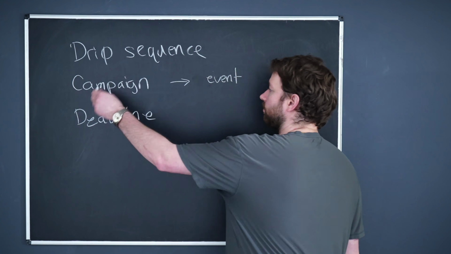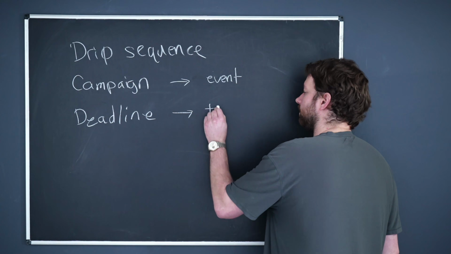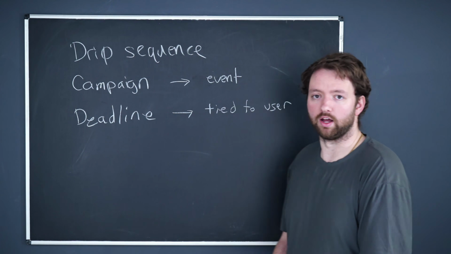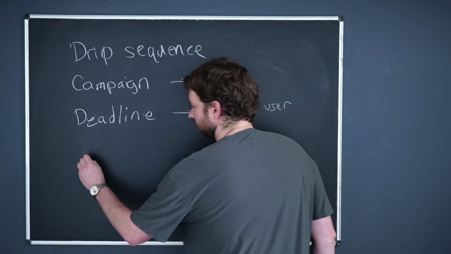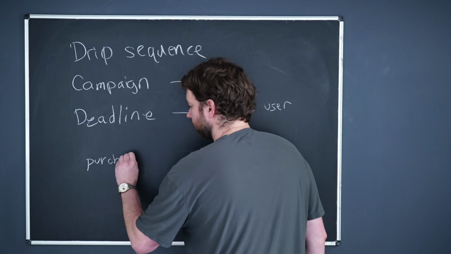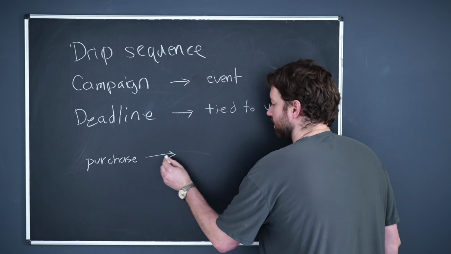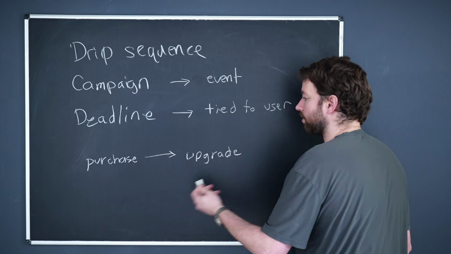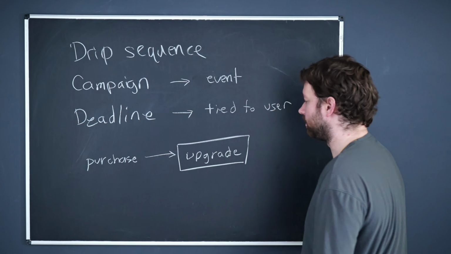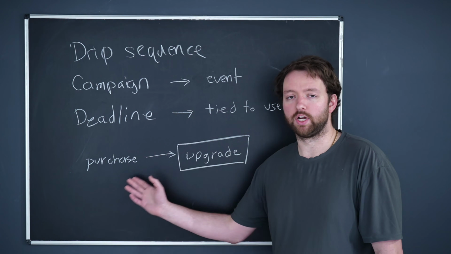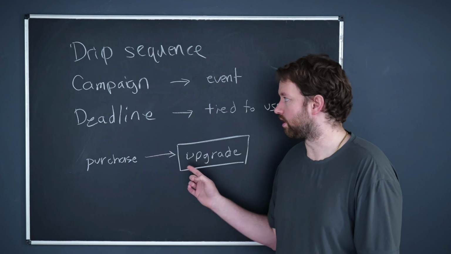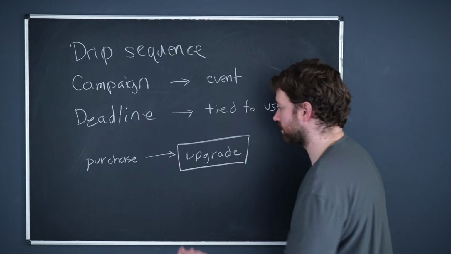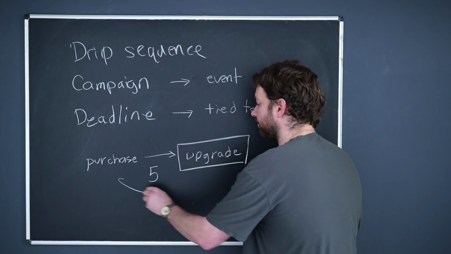Very similar in nature to a campaign, but the difference here is it's tied to the user. It's a relative deadline to some event. So an example is, let's say you make a purchase and we give them a limited opportunity to upgrade to a more comprehensive program. This upgrade is tied to a time. So we don't want this offer to be available to them forever, but it's not a time on the calendar. It's relative to when that person made the purchase. So this might be, for example, 5 days from that purchase.